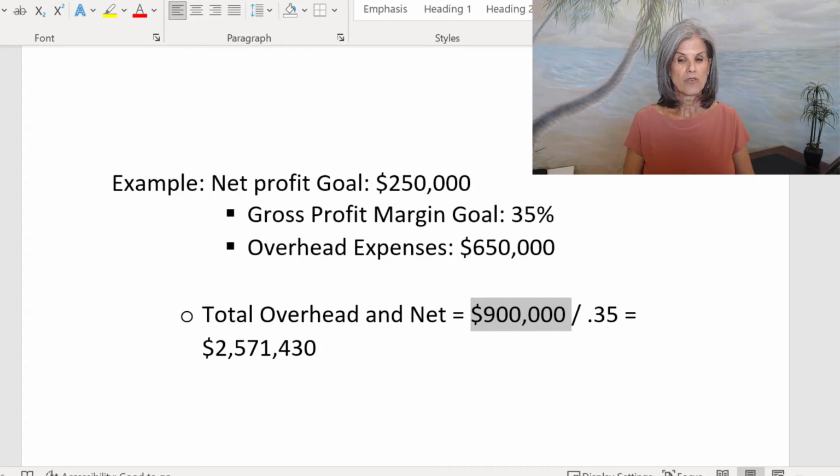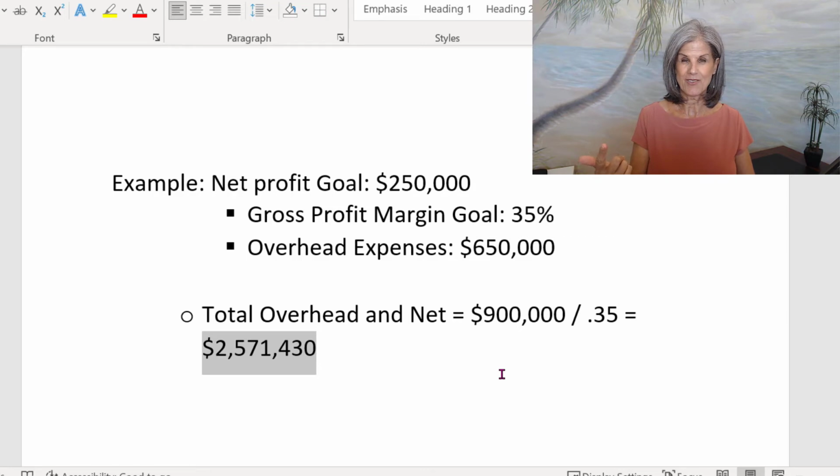Well, if you have a goal of 35% and you know you can produce 35% gross profit margin, all you do is take the 900,000 divided by 0.35, and that will tell you the volume that you need to produce in order to get to a bottom line of 250,000. If your gross profit margin is 35%, your overhead is 650,000, then you need to do 2.5 million.